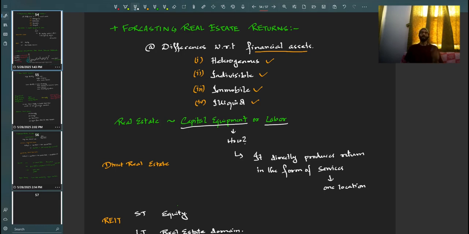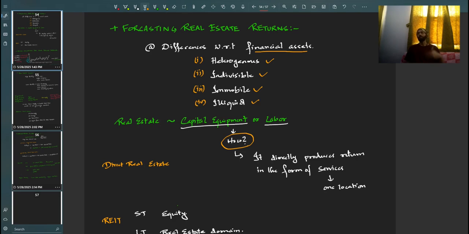A classical example can be IT services companies. There, through the use of labor, the IT services companies are earning periodic income through licensing, subscription, building products, building services, etc. So, real estate is in that way very similar to capital equipment or labor. How, you ask? It directly produces return in the form of services.